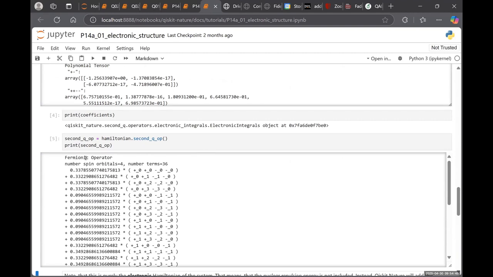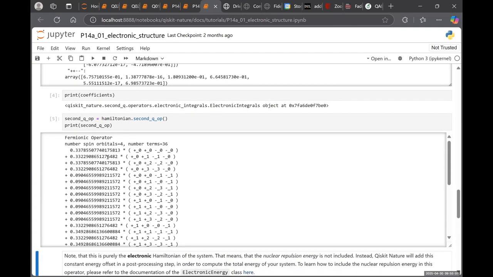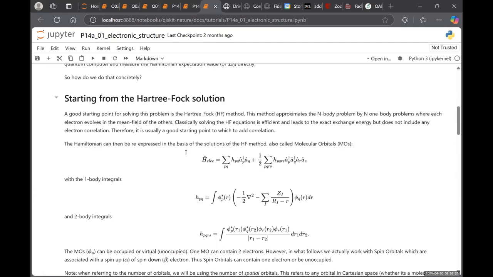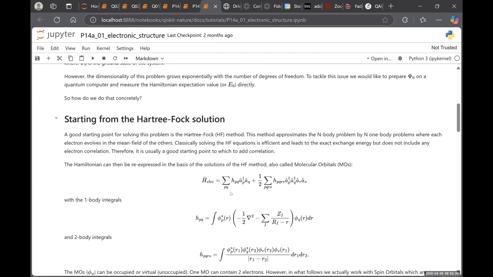So this is a fermionic operator. As I said, the number of spin orbitals is 4, so basically there are 2 orbitals and each has 2 spins. The number of terms is 36. So there are 4 orbitals, right? The subscripts 0, 1, 2, 3 indicate the orbitals. Plus, plus, minus, minus, I think, represents dagger, dagger, no dagger, no dagger.